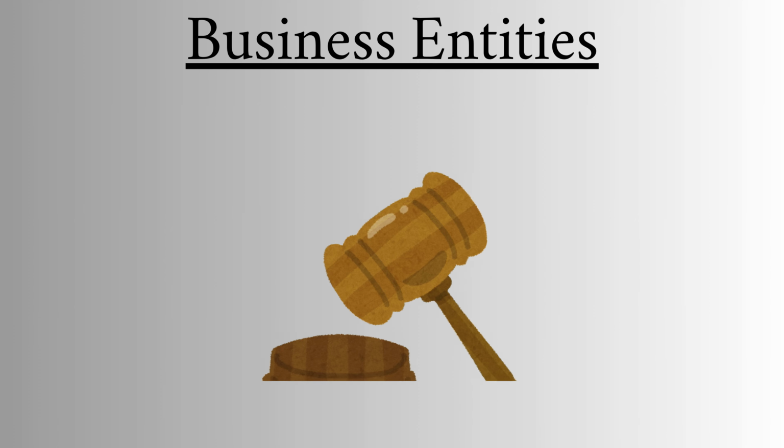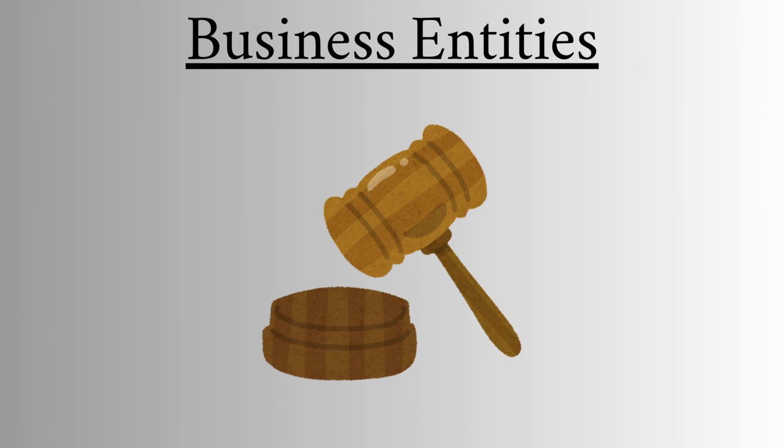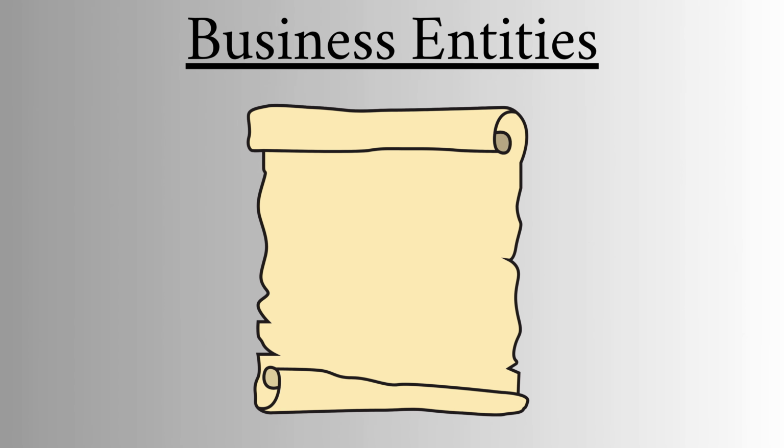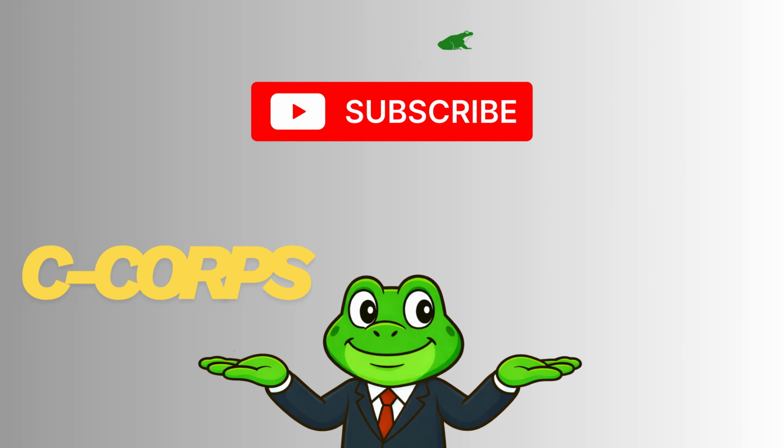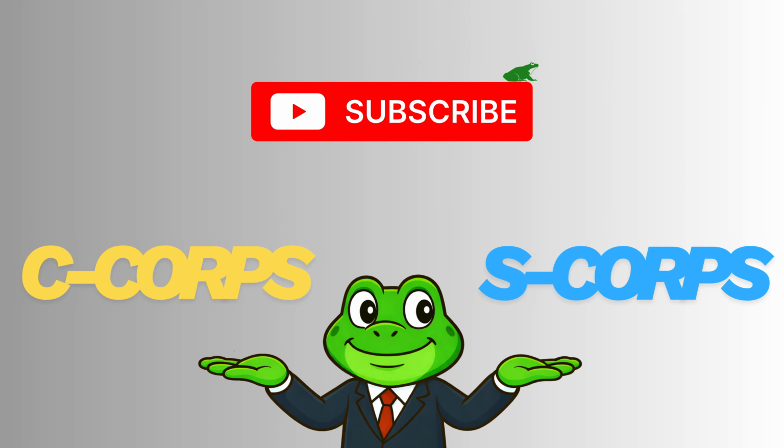Business entities are the legal framework behind your company. They determine who can own part of the business, how profits are taxed, and your personal asset liability. For these reasons, corporations are a popular option to many entrepreneurs. The two most common types of corporations are C corporations and S corporations. They look similar on the surface, but they operate very differently behind the scenes.